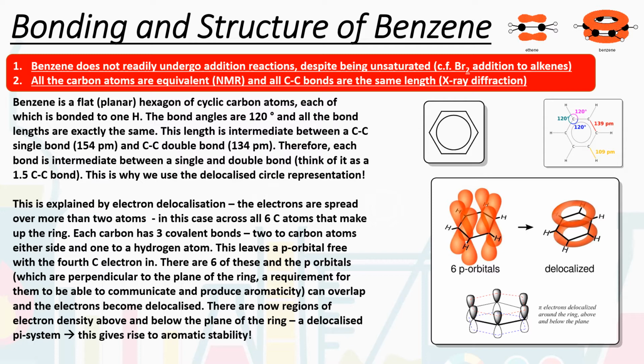And so like in an alkene, where we have our pi bond having a region of electron density above and below the carbon-carbon bond, in ethene for example, in benzene we now have this delocalized region of electron density above and below the plane of the ring. It's a delocalized pi system. And this is what gives rise to something called aromatic stability. It's the reason why this doesn't undergo addition reactions like we see in alkenes with bromine or HBr, for example. Because if it did, it would break this huge delocalization. That's a massive energy penalty.